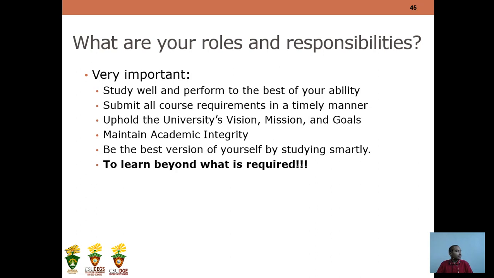Next is to submit all the requirements in a timely manner, no? So if ever there is an assessment activity such as laboratory exercises, quizzes, assignments, etc., you need to submit all of those requirements in a timely manner.